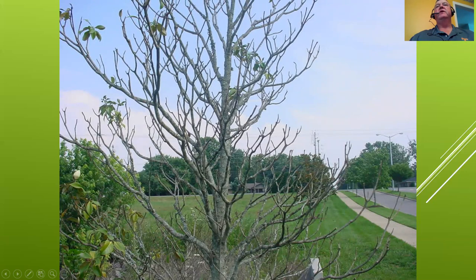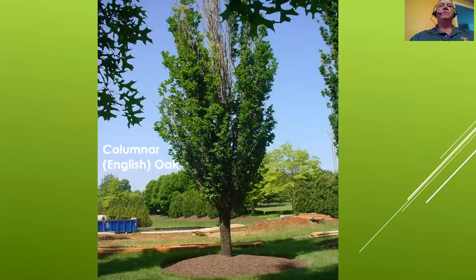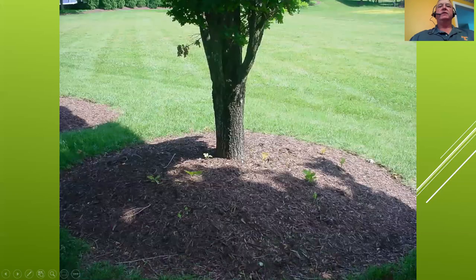This is the picture of the above-ground, aerial portion of the tree that we just saw the picture of, with the strap growing into the trunk of the tree down there below ground level. Here you see this English oak, this columnar oak. It's got dieback in the upper canopy of the tree up here. But look at all the mulch around this thing down here.